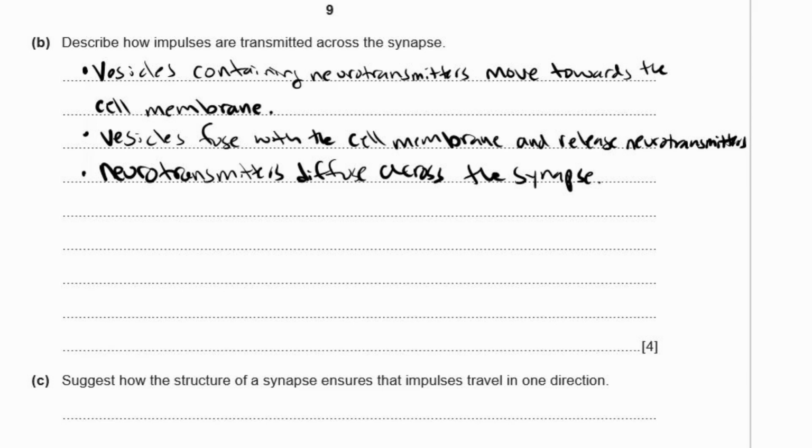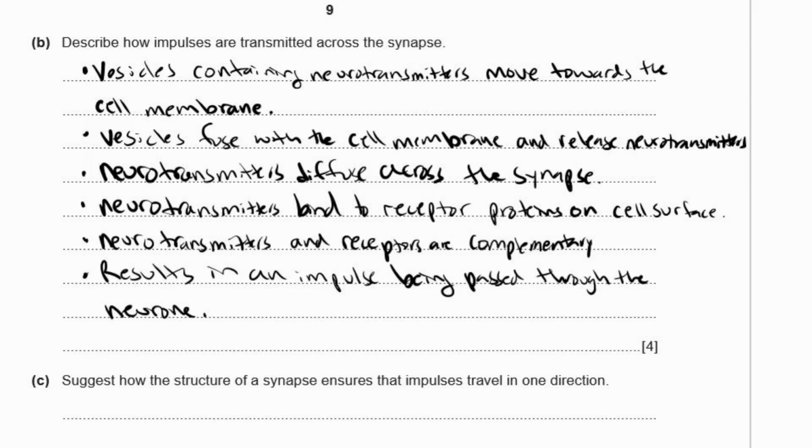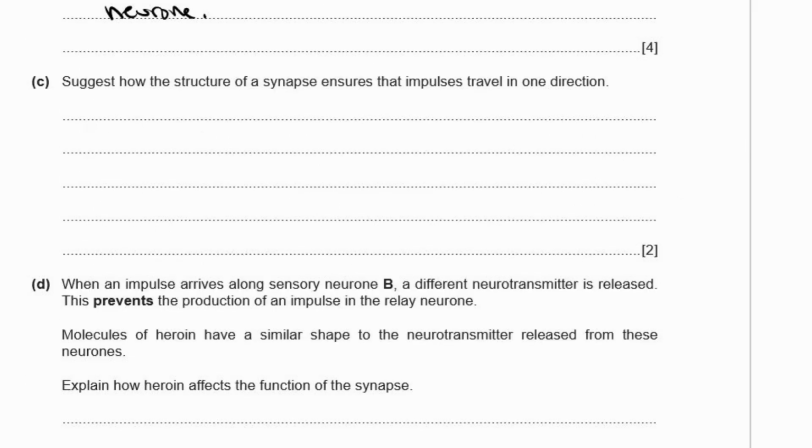When they reach the other side, they bind to receptor proteins on the cell surface. The reason they can do this is because the neurotransmitters and the receptors are complementary, and this results in an impulse being passed through the neuron. Good. C. Suggest how the structure of a synapse ensures that impulses travel in only one direction.